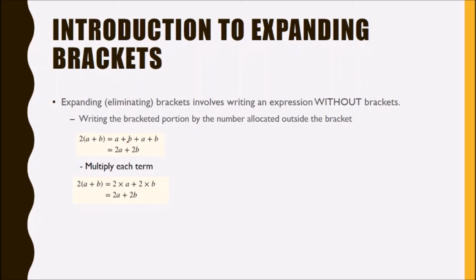So you're probably wondering how this came about. What this is saying is that there's 2 lots of the A and 2 lots of the B. That's why there's 2 A's and there's 2 B's. I just wrote A plus B twice. So A plus B, that's the first time, and A plus B, that's another time. So that's twice. So A plus A is 2A and B plus B is 2B.